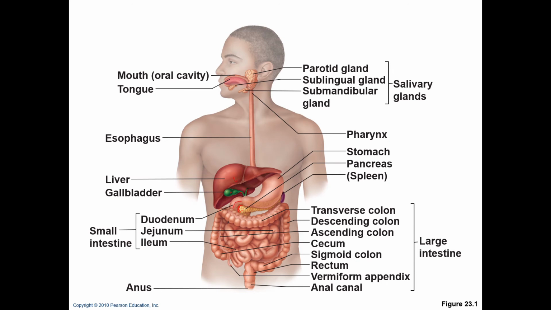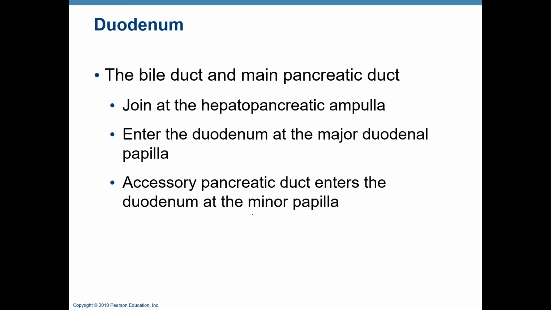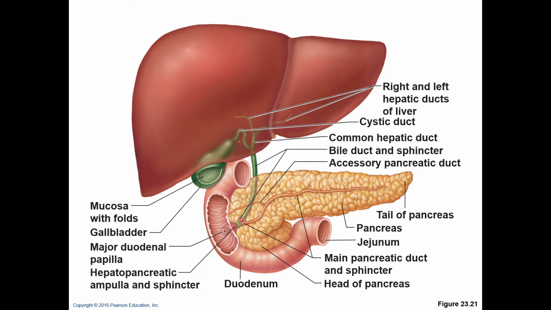Okay, and we talked about different parts of the GI tract before. This is a much clearer picture, so I'm repeating again. You see, this is the gallbladder, and cystic duct comes out from the gallbladder. Right and left hepatic ducts come from the liver. They join to form the common hepatic duct that I mentioned, and then common hepatic duct and cystic duct, they join to form the bile duct.